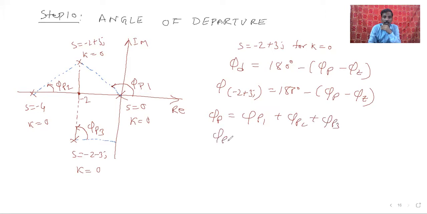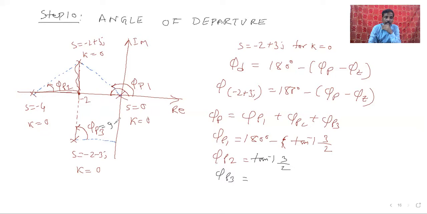And what is phi p1? Phi p1, total angle 180 degrees, so 180 degrees minus tan inverse b by a. This is the value 3 by 2. And similarly for phi p2, this is the perpendicular and this is the base. So perpendicular by base, tan inverse 3 by 2. And phi p3 equals this angle, 90 degrees. So put here 90 degrees.